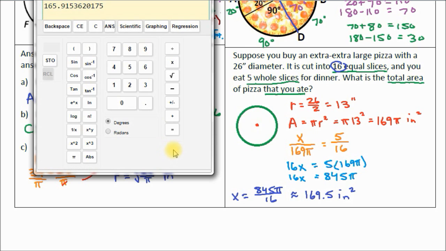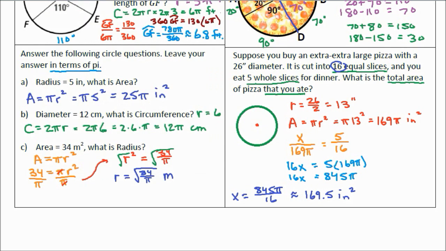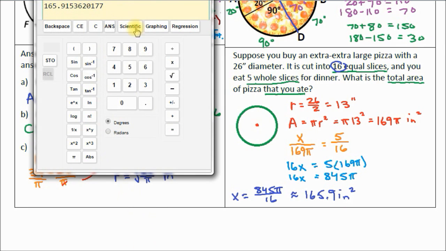Take a look at our final answer. 165.9. You know what? I might have written this number down wrong now that we did that. Let's check this number one more time. 845 pi divided by 16 equals, oops, I wrote this number down wrong. Yeah, just checked my own work. Let's fix it. I did it the other way and that's how I found my wrong answer. 165.9 inches squared.